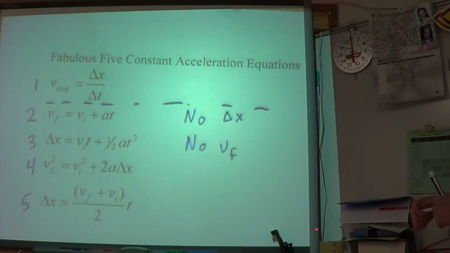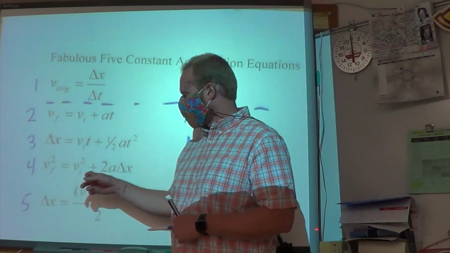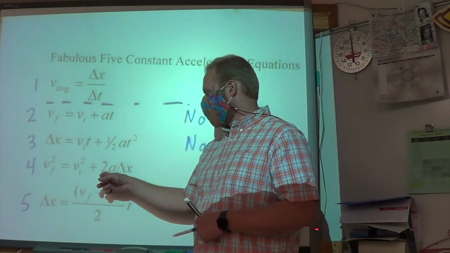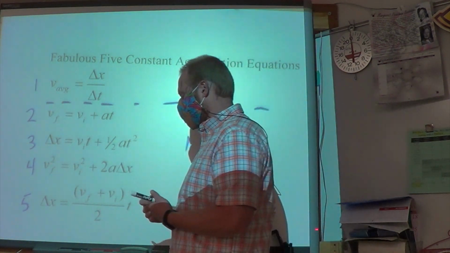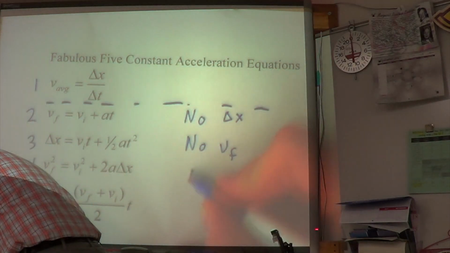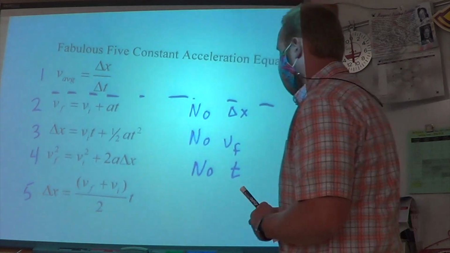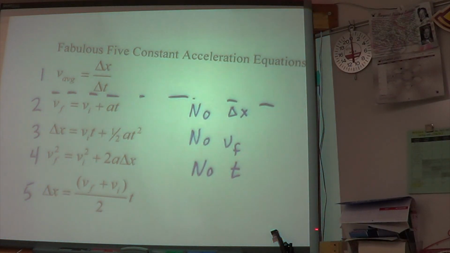If we look at the fourth equation, we have a final velocity squared, we have an initial velocity squared, we have an acceleration, we have a delta x. There is no time listed in equation number 4. So we use that one if we don't know time, we don't care about time.